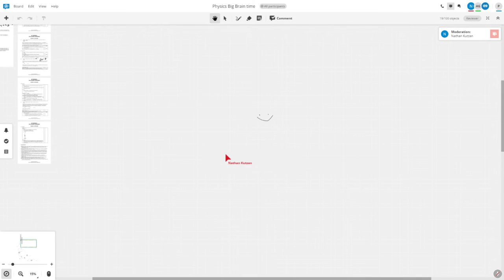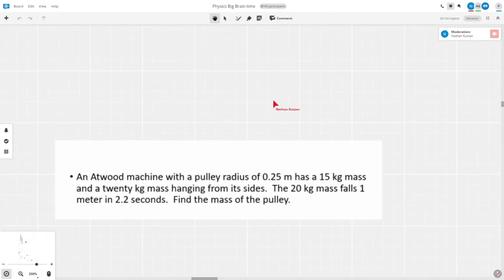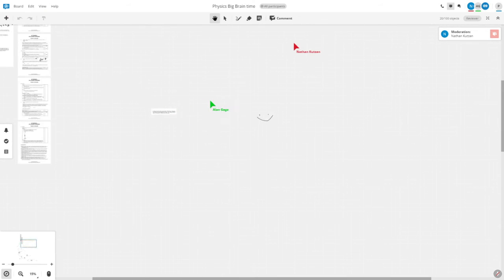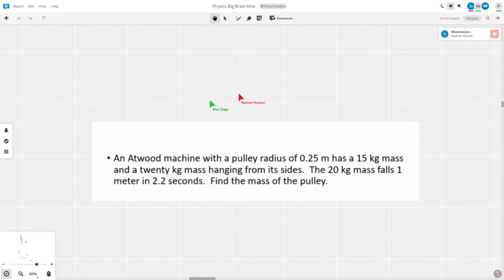All right, where the heck am I? You're looking at a smiley face? Ooh. There we are. Pulley radius of 0.25. Sorry, my bad. We're good. All right.